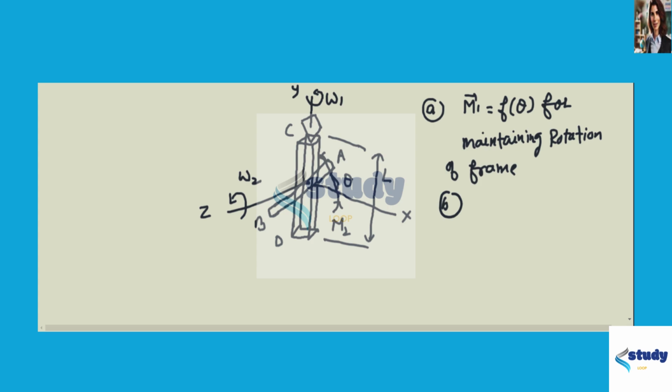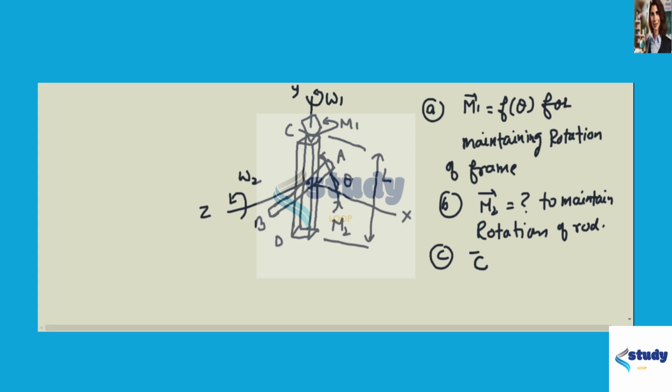B part, the couple M2, this is M1, couple M2 to maintain rotation of the rod. And C part, dynamic reaction at the supports C and D. Let us start solving.